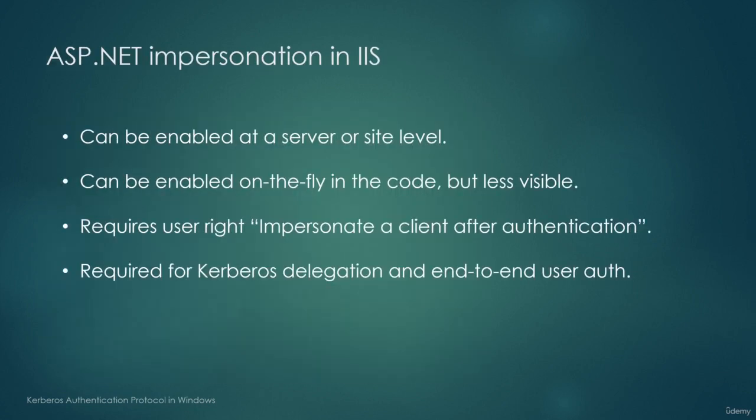To control local resource access in a web application, we need to enable ASP.NET impersonation for authenticated users in IIS, either at the server or website level. Impersonation can also be enabled on the fly in the code, so that it's performed only when a particular section of the code is being executed. But if there is a problem, it may be very difficult to troubleshoot it. The application pool account will need to be assigned the user right impersonate a client after authentication on the local host for impersonation to work. Impersonation is required for Kerberos delegation if you want to access remote resources under the end-user security context.